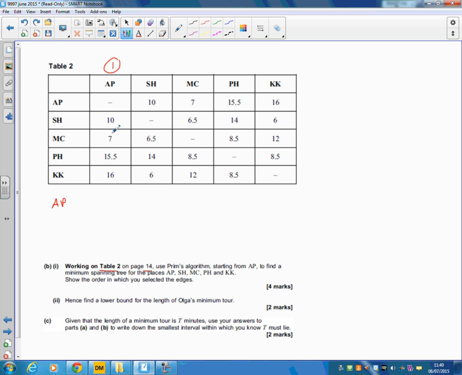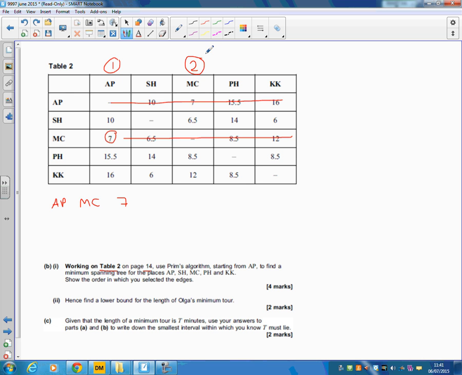So we're going to look down here, find the shortest, so the shortest is MC, which is 7. So we're going to do AP to MC, which is 7. We're not going to write a tour this way, we're not going to write the vertices added, we're just going to write a list of the edges in the order that they're added on. So we're not going back to AP, we're not going back to MC. MC was the second one that we added on.